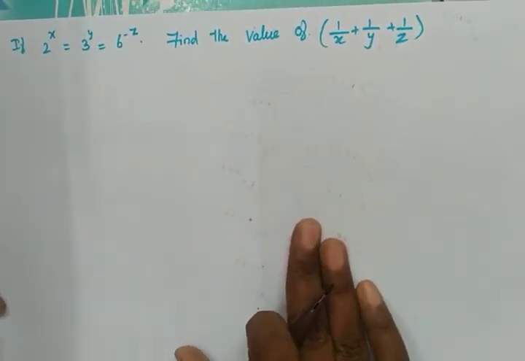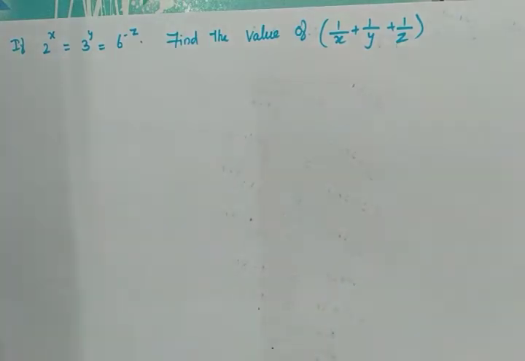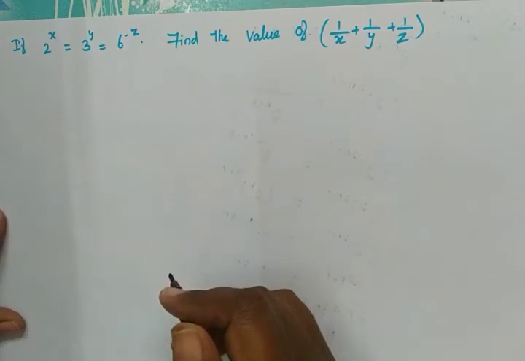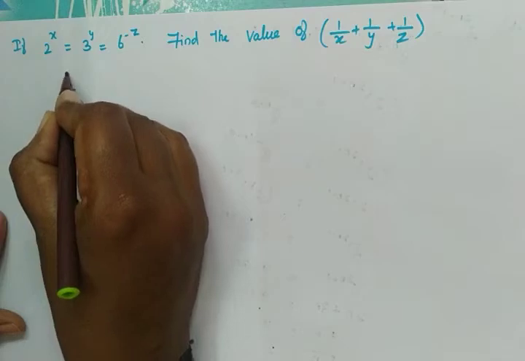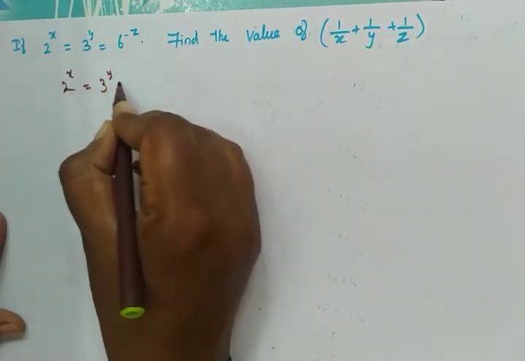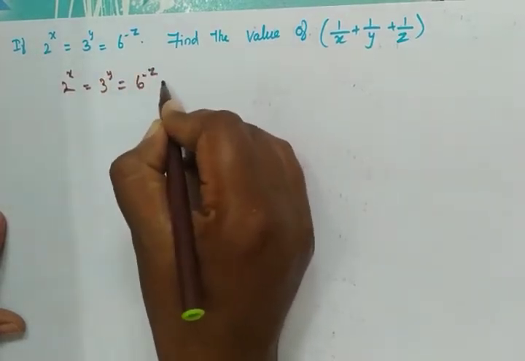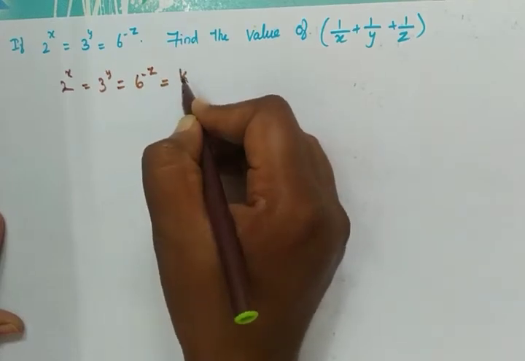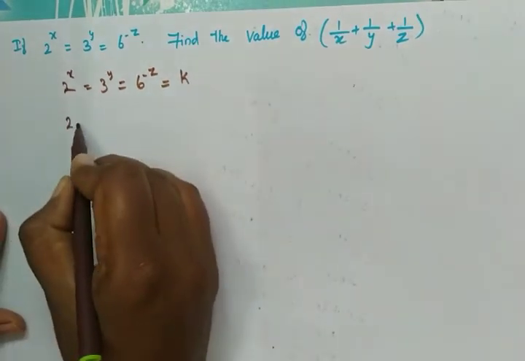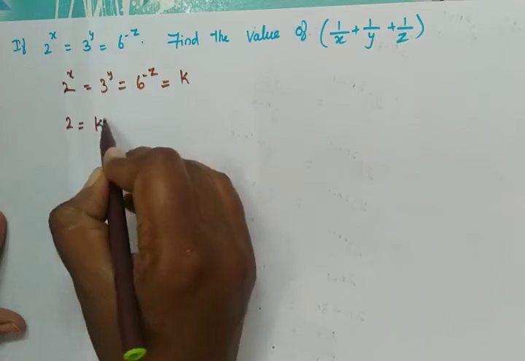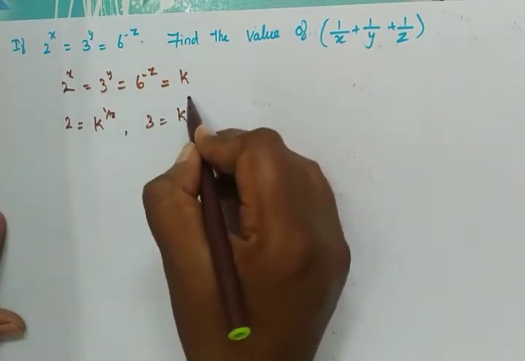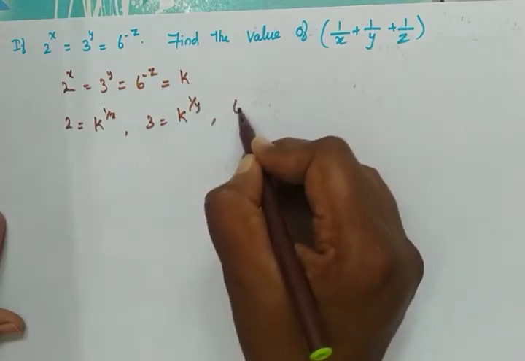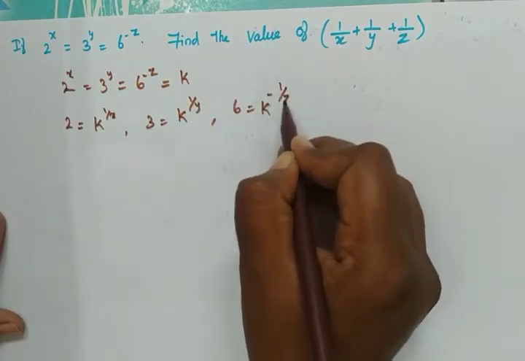If 2 power x is equal to 3 power y is equal to 6 power minus z, find the value of 1 by x plus 1 by y plus 1 by z. Now let us take 2 power x is equal to 3 power y is equal to 6 power minus z is equal to k, a constant. Now we can write this as 2 is equal to k power 1 by x. Likewise 3 is equal to k power 1 by y. And 6 is equal to k power minus 1 by z.